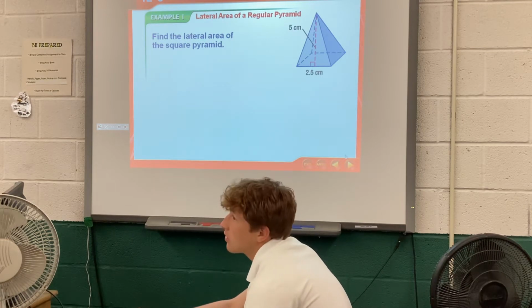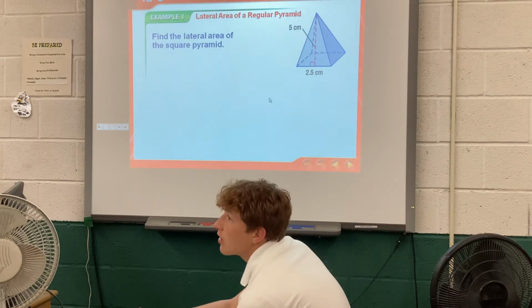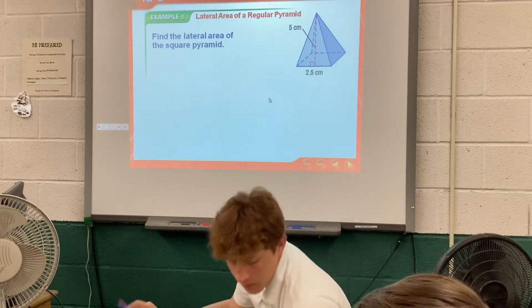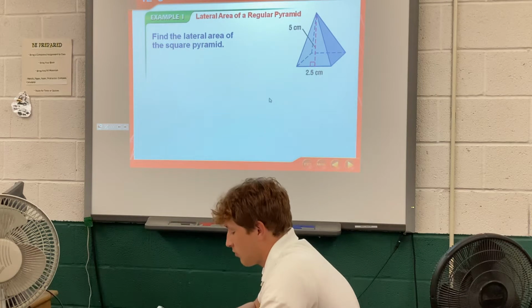So what do I have to add if I'm going to find the surface area? The area of the base. 2.5 times 2.5, or 2.5 squared, and I add that answer on. So what's 2.5 times 2.5?